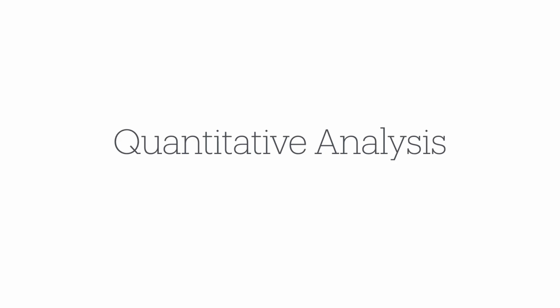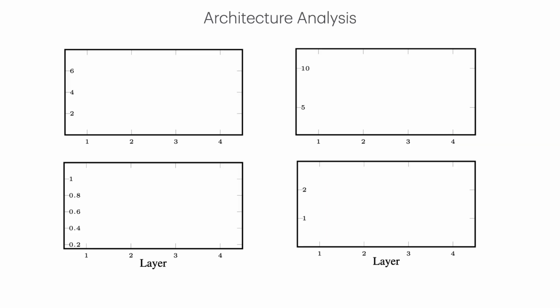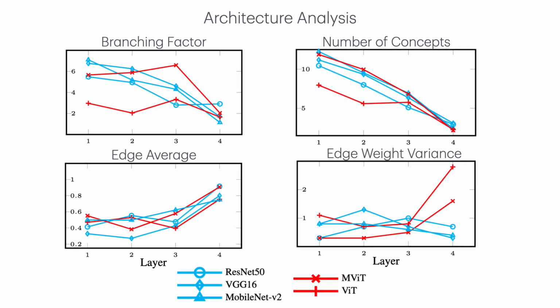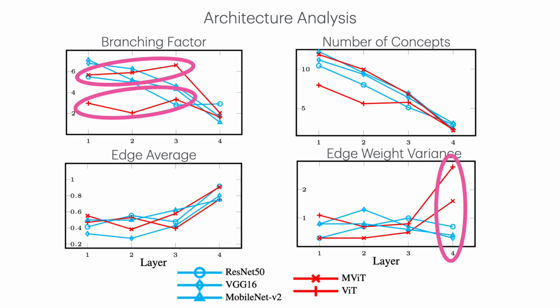VCCs also provide the ability to quantitatively analyze concepts and connection distributions across models. We use common metrics for tree-like structures: branching factor, number of concepts, average edge weight, and edge variance. We first performed analysis of architectures by comparing CNNs and transformers. We see that CNNs reduce their branching factor as they go through the model, but transformers have a higher variance of edge weights at the final layer, suggesting transformers are more compositional at the late layers than CNNs.